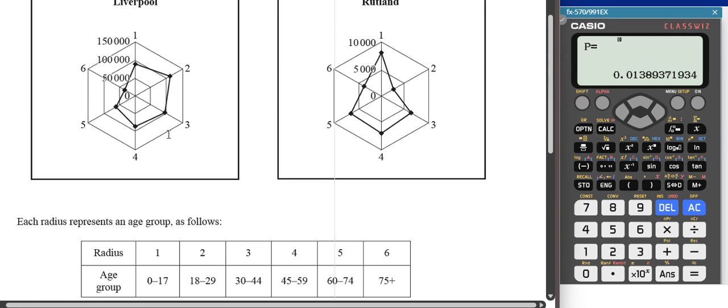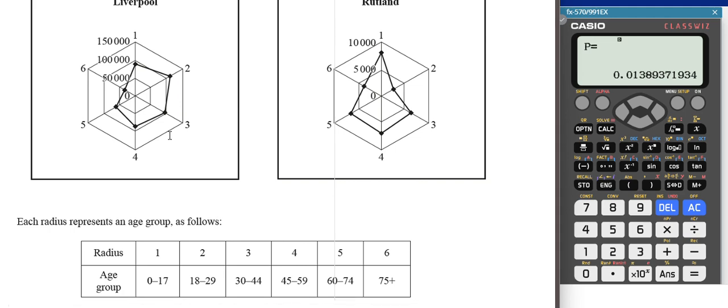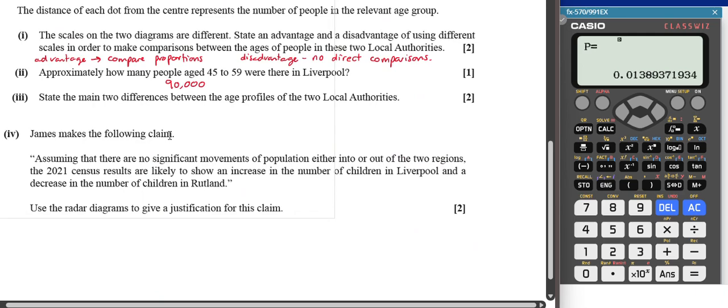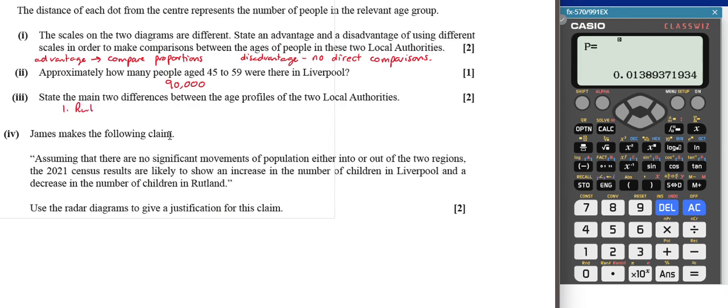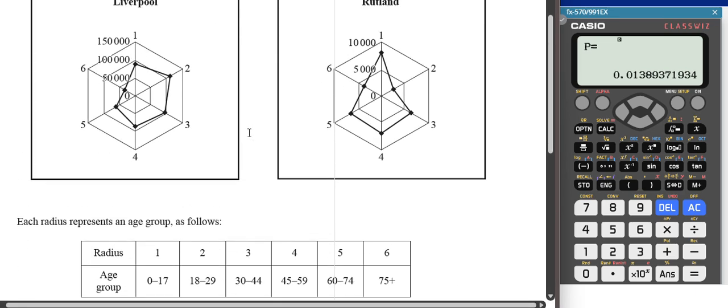Well, Rutland has a high proportion of children. So that's one thing we can say. It's a higher proportion of children. And number two, well, what's the other one? Main two differences.